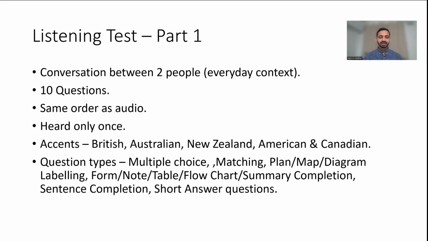The accents, you can get a variety of accents. You can get British, Australian, New Zealand, American, or Canadian. Okay. Question types, again, these are a bunch of question types that you can get: multiple choice question, matching, plan, map, diagram, labeling, form, note, table, flowchart, summary completion, sentence completion, and short answer questions. Okay, and we will be looking at all of these types in all of the lectures in the listening test.